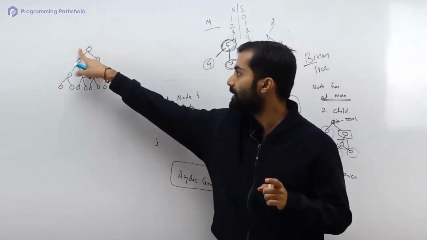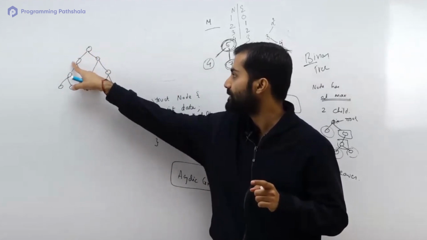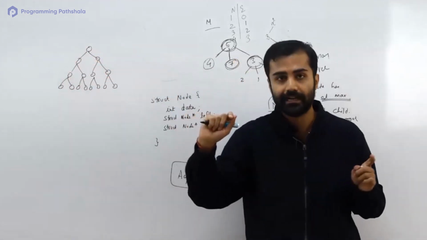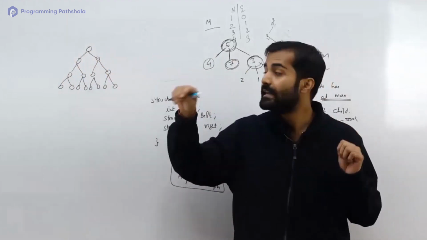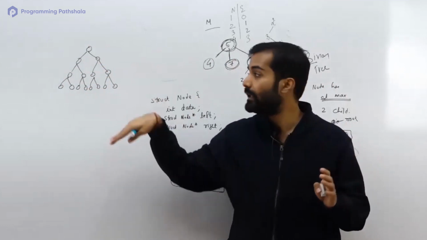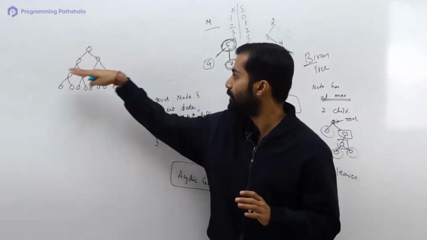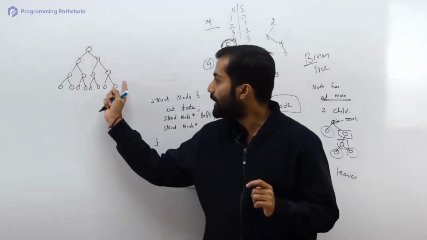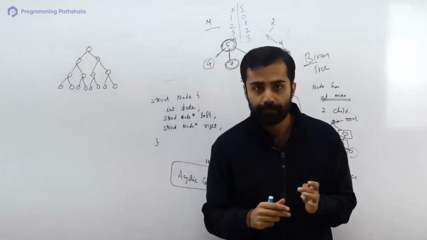So there is a root and it has two children. Again, there is a node, it has two children. Again, there is a node that has two children. So the property of this tree is that all these levels that you can see are completely full. Level 1 is full, level 2 is full, level 3, level 4, all these levels are full. And in the last level, all the leaves are present.